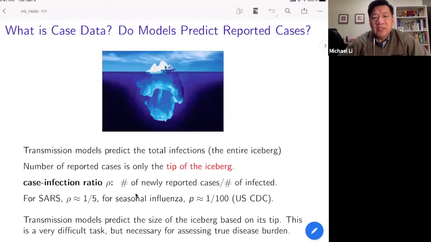So what does our model predict? Our model predicts the entire iceberg, all the people who are infected. Our model predicts infections, not cases. We're trying to use the data on the tip of the iceberg to predict the entire iceberg. Obviously, if you know the ratio, then that's easy. But the ratio is part of the estimation, so that number is unknown. I hope I explained this.